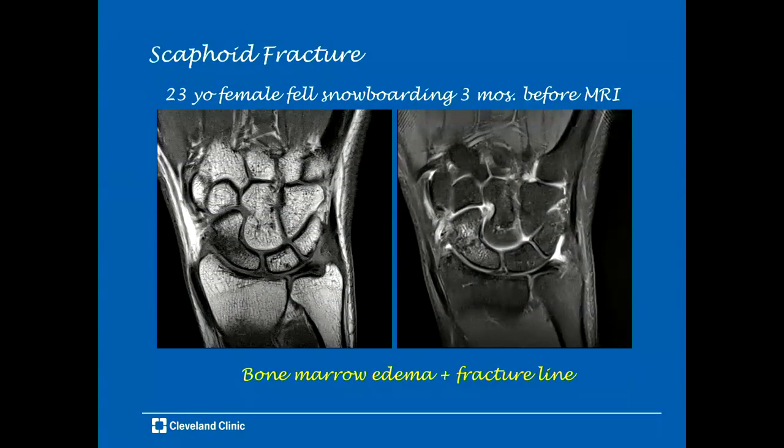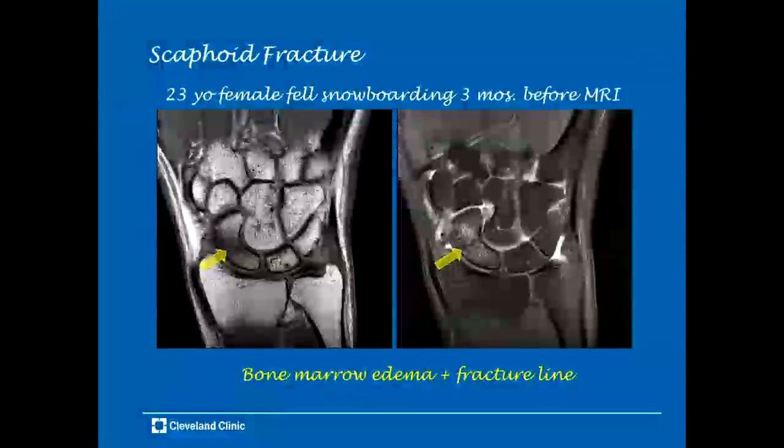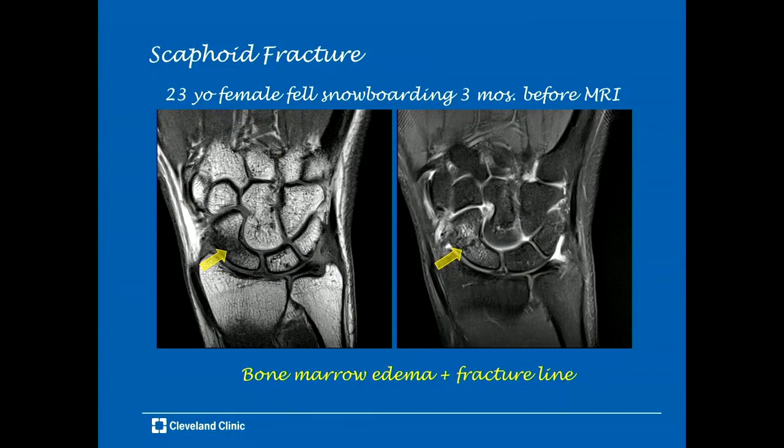MRI is very accurate for identifying scaphoid fractures with greater than 90% accuracy reported. Here's a case of a scaphoid fracture in a 23-year-old female who fell snowboarding 3 months before the MRI. Here you can see that there's bone marrow edema on the T1 weighted image on the left and the T2 weighted image on the right. You can also see a low linear T1 and T2 signal line through the waist of the scaphoid consistent with the fracture line. And this is really the key way to differentiate a bone contusion from a fracture, and that is to look for this fracture line.